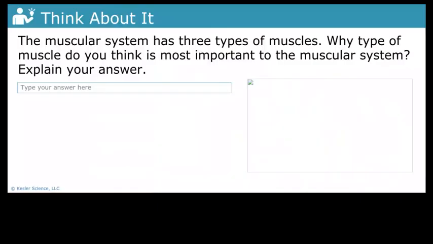So think about it. The muscular system has three types of muscles. What type of muscle do you think is most important to the muscular system? And explain your answer. So you've got skeletal, cardiac, or smooth. Which one's more important? And why do you think that?